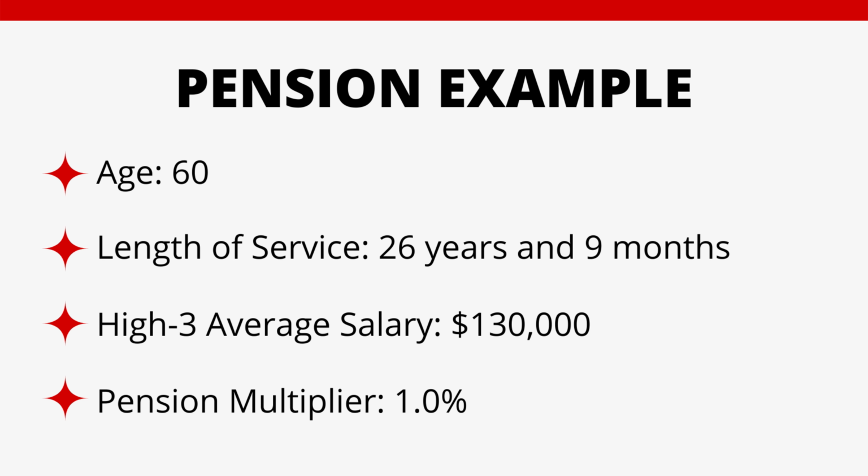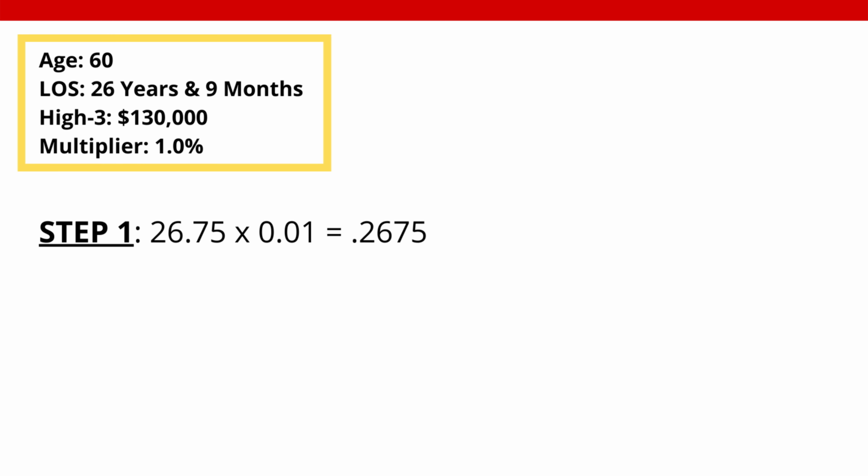Now that we have a good grasp on the 3 components, to illustrate how the 3-step calculation works, let's consider a hypothetical situation. Michael is currently 55 years old, and he's thinking about retiring from the federal government in 5 years. At that point, Michael will be age 60. His length of service will be 26 years and 9 months. His high 3 average salary is projected to be $130,000, and since Michael will be under age 62, his pension multiplier is 1%.